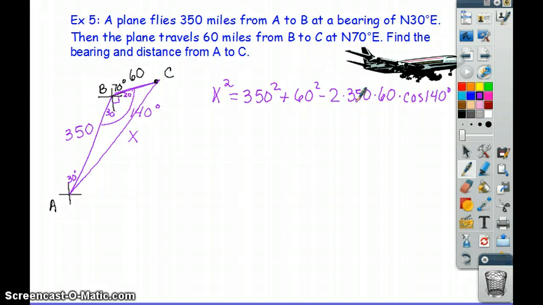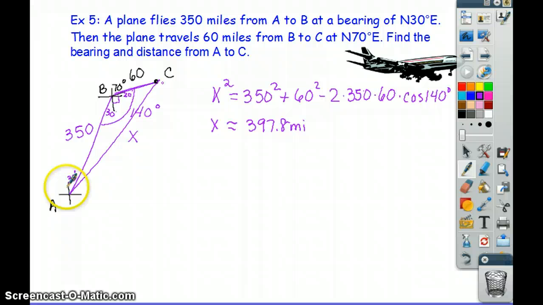So I'm going to calculate that, plug it all in. I have to remember to take the square root, and I get about 397.8 miles. So the distance from A to C is about 397.8 miles. But we're not finished. It said find the bearing and the distance. So the bearing is that angle with a direction.